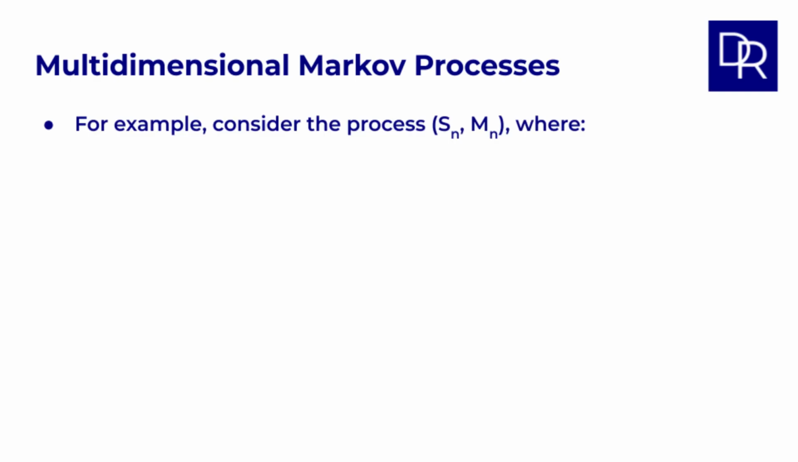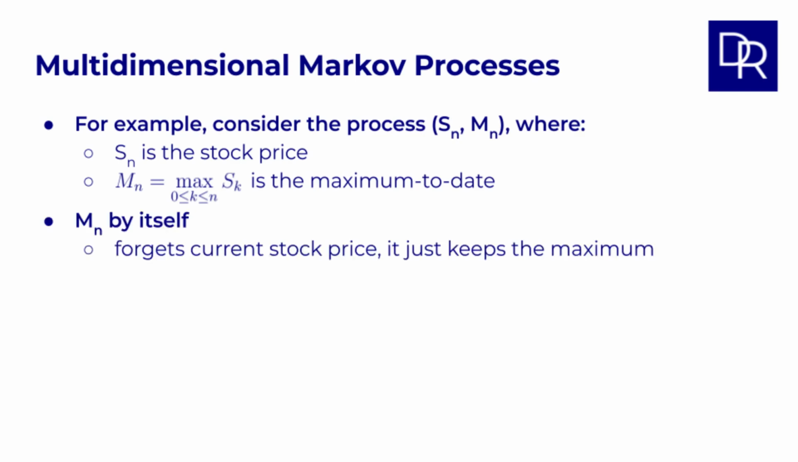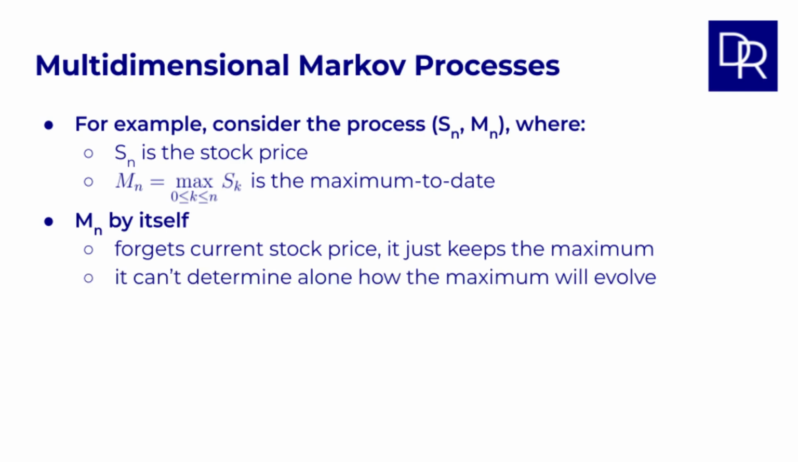Multidimensional Markov processes. Sometimes one variable isn't enough. For example, consider the process Sn, Mn, where Sn is the stock price and Mn is the maximum stock price to date. Mn by itself forgets the current stock price. It just keeps the maximum. It can't determine alone how the maximum will evolve.